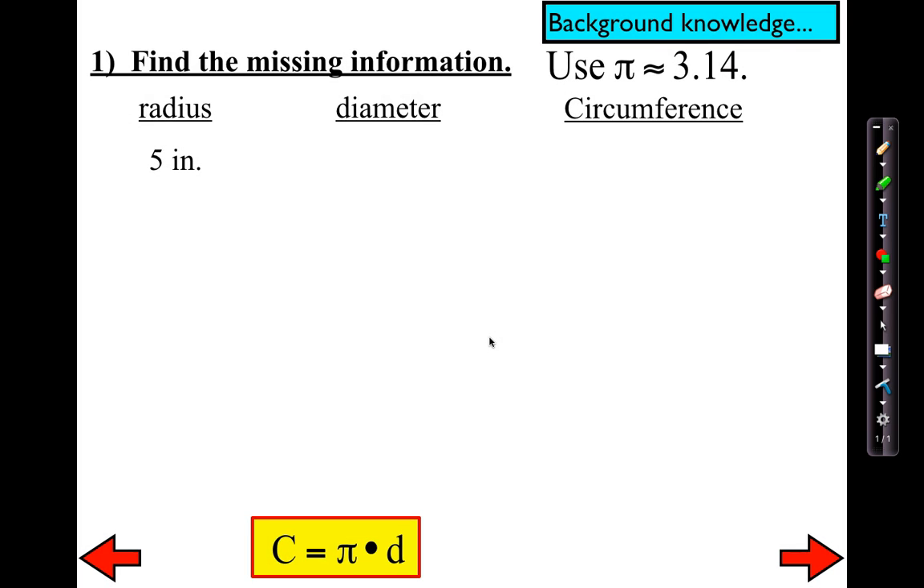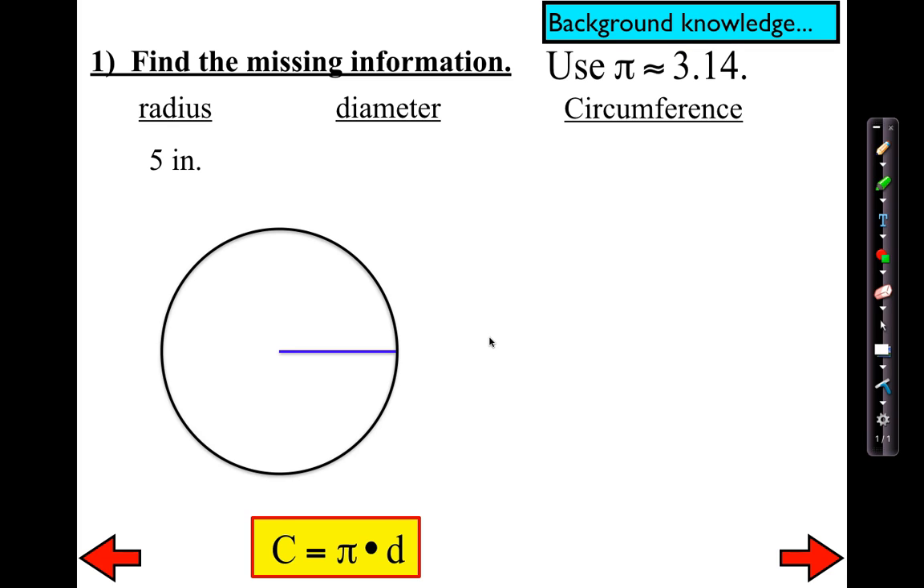Okay, so just a quick background knowledge of before. When we found the circumference, we needed to first figure out the different parts. So in this case, we did need a diameter. Since the radius is 5, we want the entire distance, which would mean we would double. This is 5, so this needs to be 5 as well. So the diameter was 10.